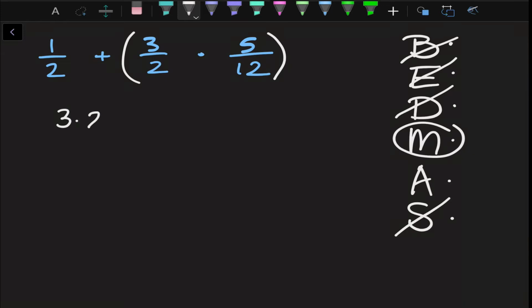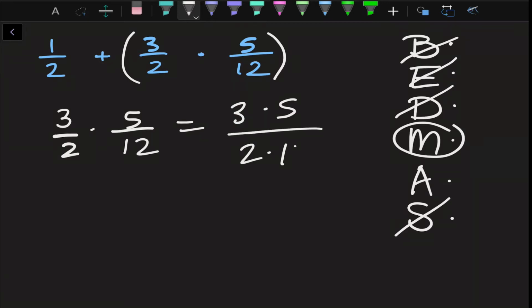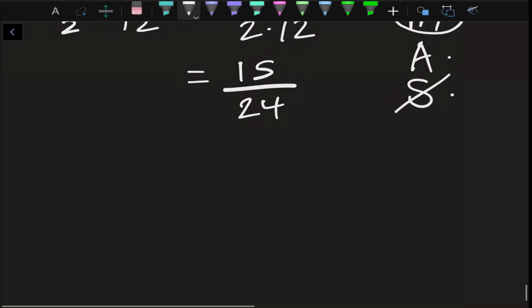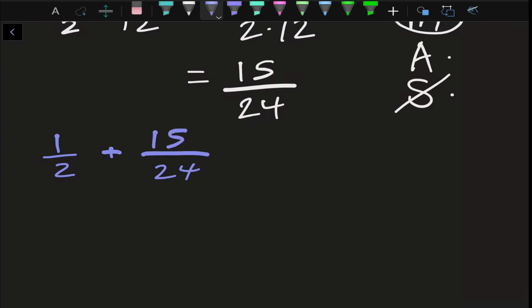So that's 3 times 2. Oh, no, 3 divided by 2 times 5 over 12. Again, straightforward. 3 times 5, 2 times 12, gives me an answer of 15 over 24. Now if we rewrite what we had above, we get 1 over 2 plus 15 over 24.